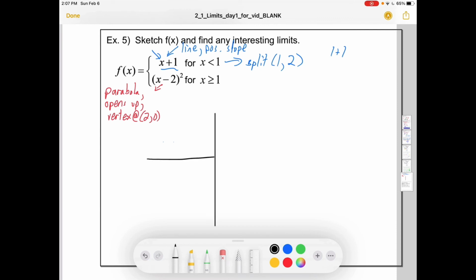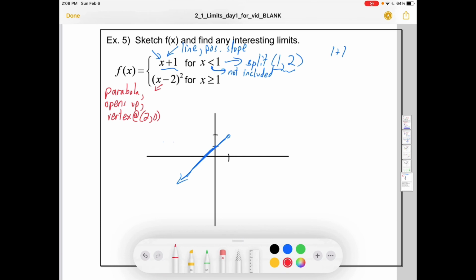Let's graph that much. I know that this is a line with a y-intercept of 1. It's got a positive slope. I'm not too fussy about exactly every point. But I know it goes towards the point 1, 2. And because it's got the less than part here, it's not going to be included. Okay, that means it gets an open dot. So there's sort of the first chunk of the graph. It's a line. Its life is a line until x becomes 1.